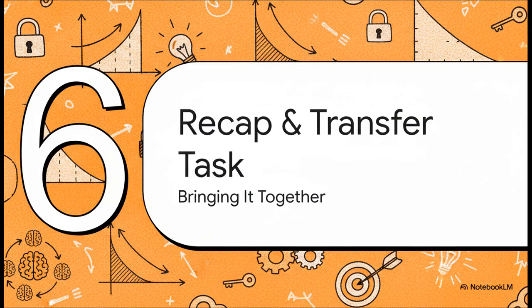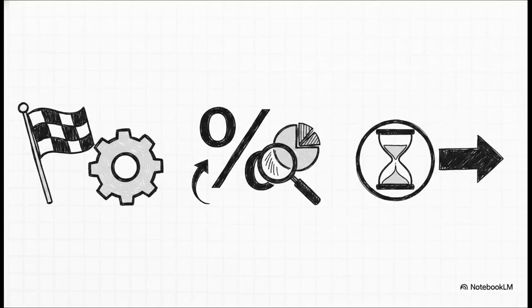Section 6. Recap and transfer task, bringing it all together. You've done incredible work parsing through these formulas today. Let's lock in everything we've learned with a quick 3-sentence recap. First, the equation y equals a times b to the x relies heavily on a as your absolute starting line and b as the engine driving the growth or decay.